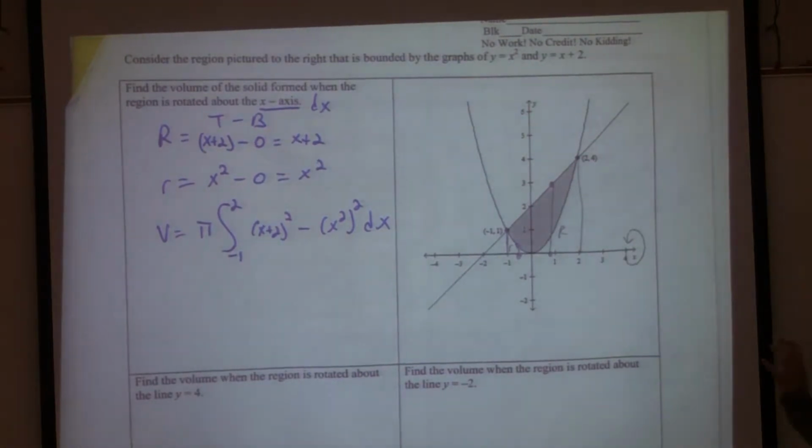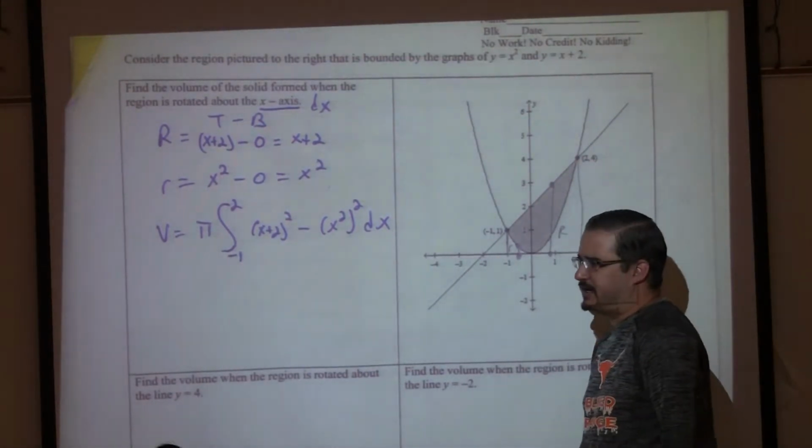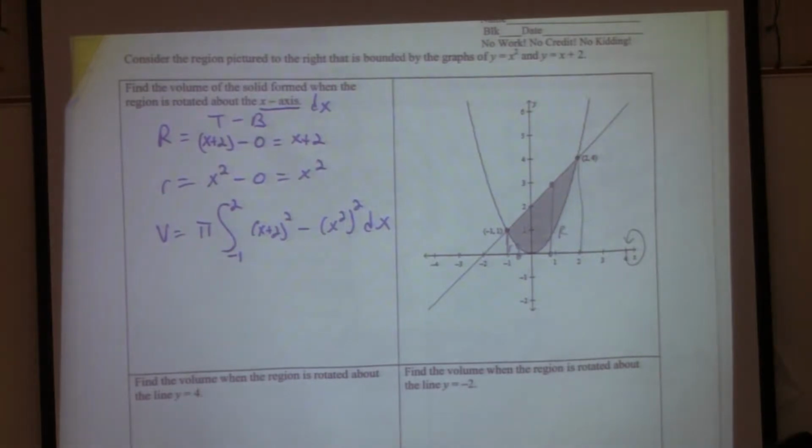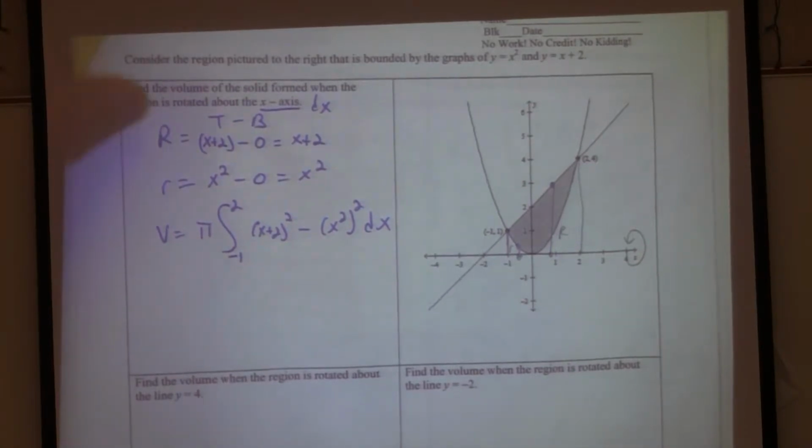We'll stop there. I'm hoping that after that you can put it in your calculator. This is the more important part, to be able to come up with the setup. Good? Want to try another one like that, or are you okay? Otra?